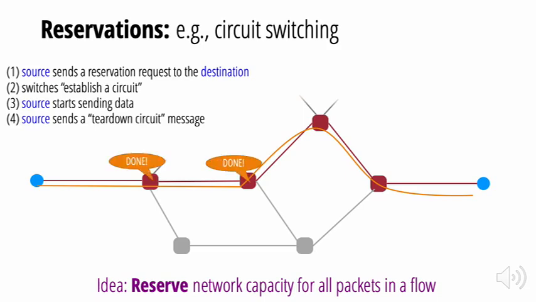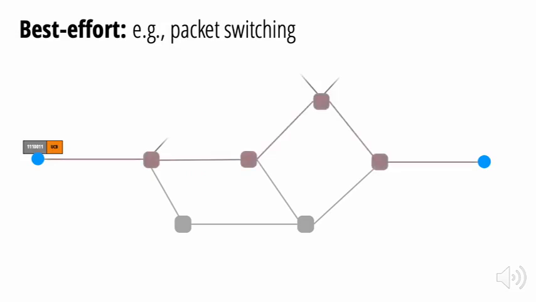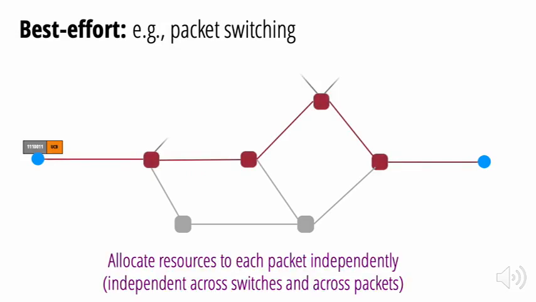Okay. So you'd say, I'm done, I'm done, I'm done, and then the circuit disappears. And now those resources that you had reserved are available to be used by someone else. Let's contrast that with packet switching. So in packet switching, I have this packet.